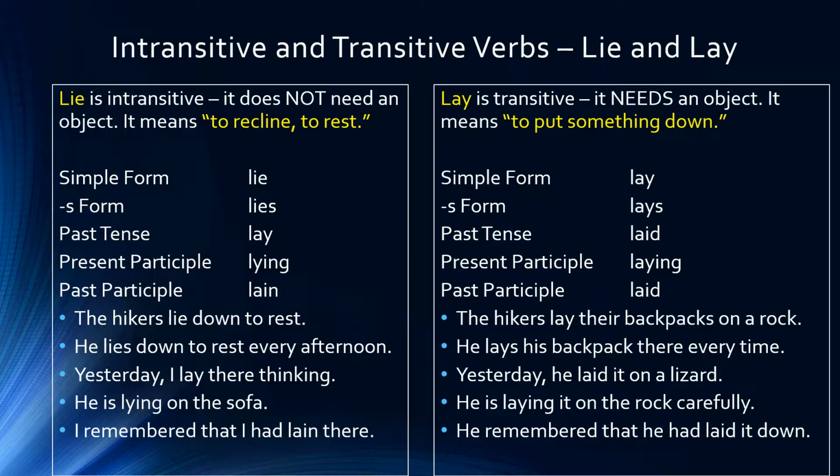They put something down. The S form is lays. He lays his backpack there every time. Compare that to lie. He lies down to rest every afternoon. He lies. He lays. Past tense of lay is laid. Yesterday, he laid it on a lizard. Laid. Present participle. He is laying it on the rock carefully. Past participle is laid. He remembered that he had laid it down.